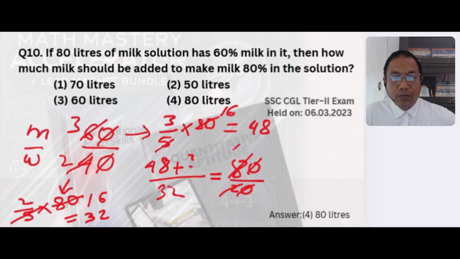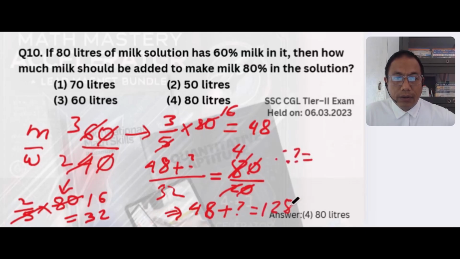2, 4 or 8. 48 plus question mark is equal to 4 2 or 8. 4 3 12. Therefore, your question mark is equal to 8 minus 8 is 0. 12 minus 4 is 8.